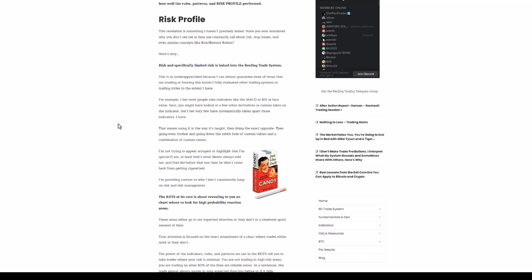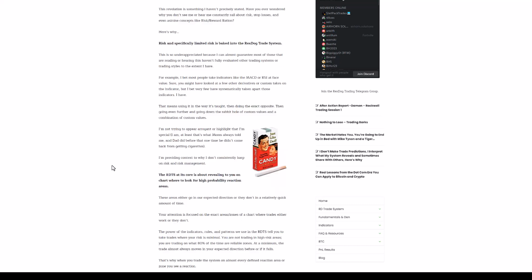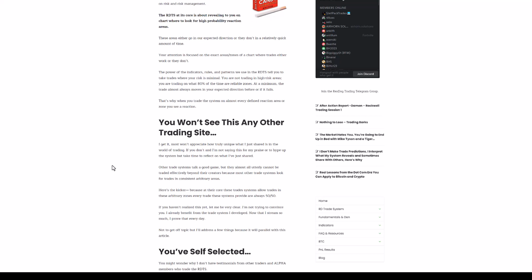The RexDog trade system at its core is about revealing to you on a chart where to look for high probability reaction areas. I'll say that again because it's important. The RDTS at its core reveals to you on a chart where to look for high probability reaction areas. These areas either go in our expected direction or they don't in a relatively quick amount of time. Your attention is focused on these exact areas of the chart where trades either work or they don't.